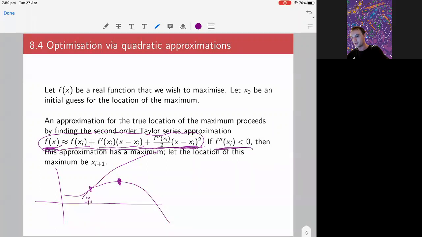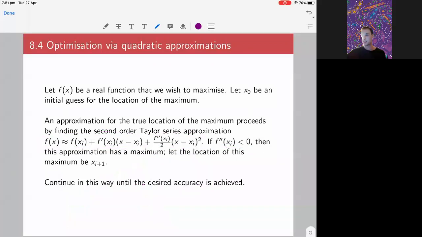So if that's x naught, you'd find your second order Taylor series approximation, and then this would be your new point x1. But then you do the exact same thing. You pick another second order approximation and hopefully move over to the next point, x2. You would just keep doing this, and hopefully, if you continue to have negative second derivatives, you will arrive at a solution, or at least get arbitrarily close to the solution that you desire.